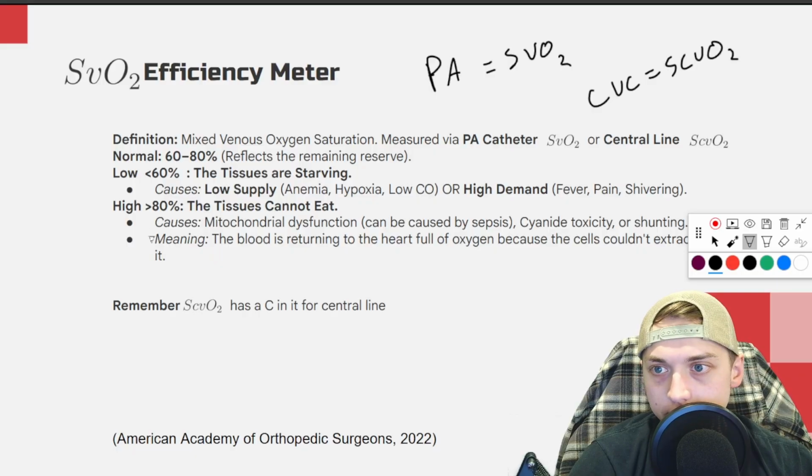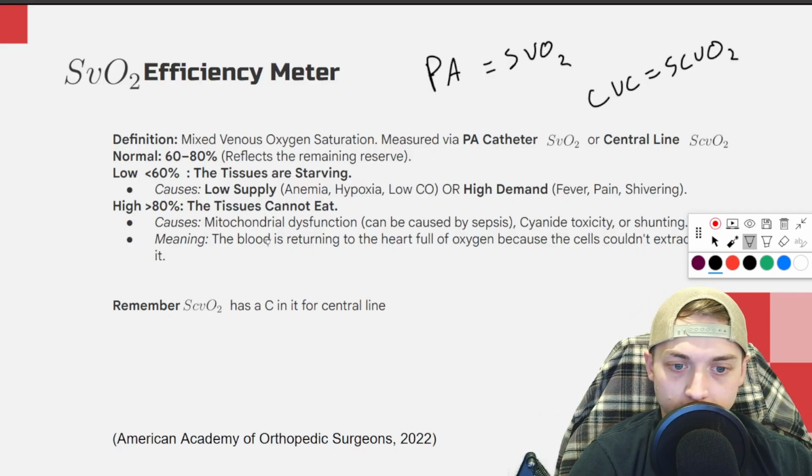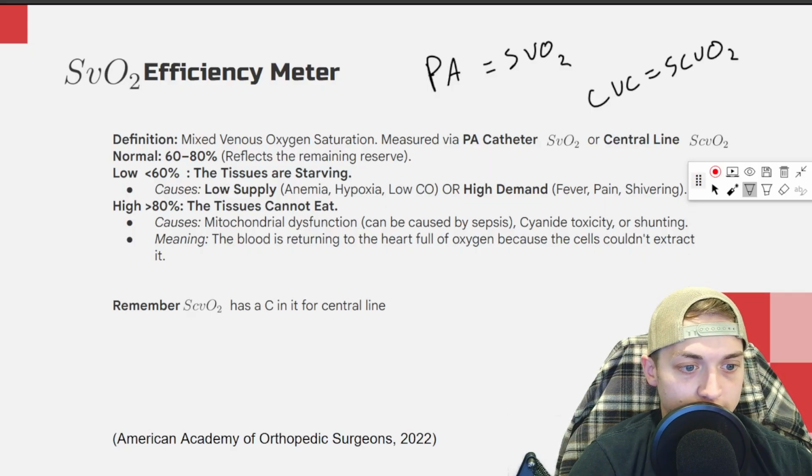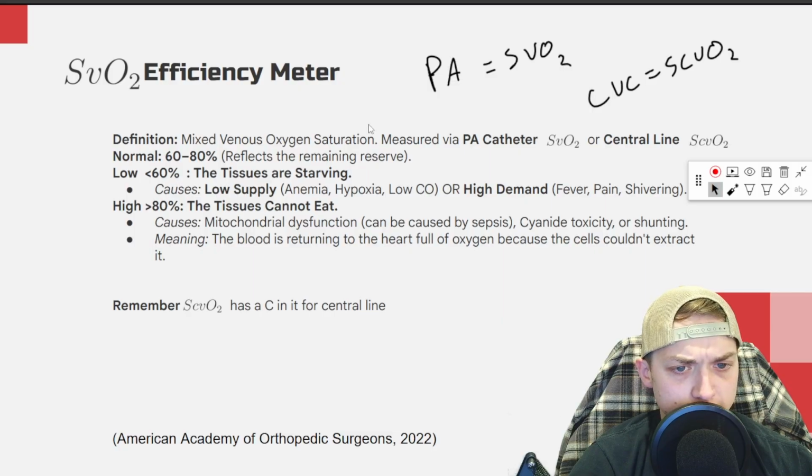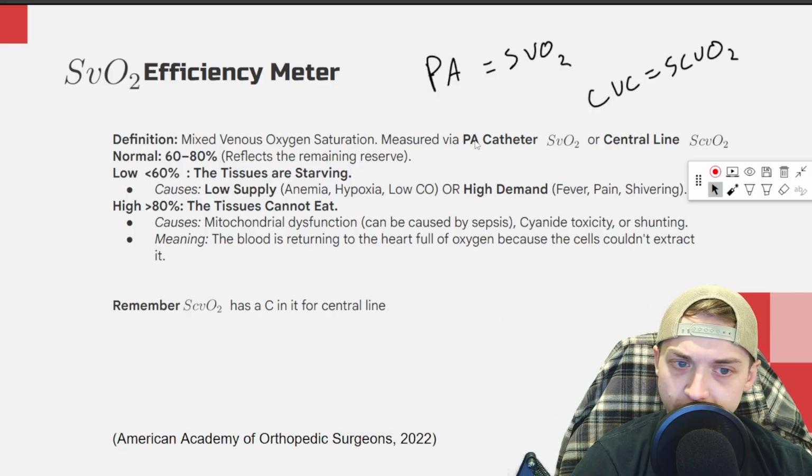Now, a high mixed venous oxygen saturation means that your tissues can't eat, and that can be due to a variety of causes. This would be like mitochondrial dysfunction. This can be caused by sepsis, just know that. It can be caused by cyanide toxicity, which prevents your mitochondria from even using oxygen. Or it could be some kind of shunt, where the blood is just not going where it should be, so it's not getting used up. Alright, remember, mixed venous oxygen saturation, if measured via PA catheter, is our SvO2. If measured via central line, it's our ScvO2.